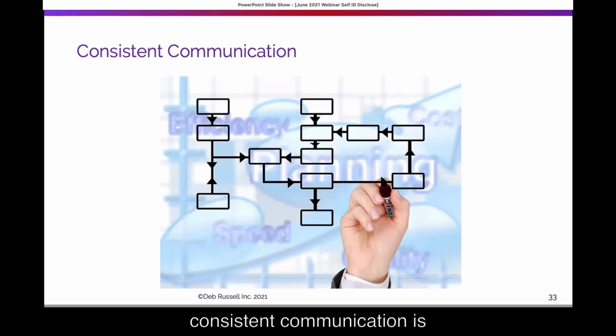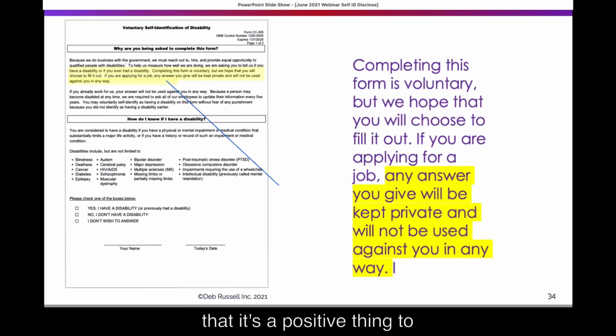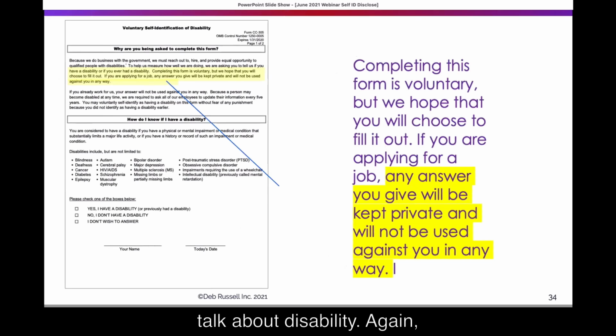So consistent communication is important when you're trying to get employees to disclose that they have a disability, or to self-identify as a person with a disability, to make sure not just that you are communicating this often, but that you're giving them the same message every time, that you want them to disclose their disability because you welcome them as employees with disabilities coming into your workforce, that this is something that is a positive experience. So every time you as a company are talking about employing people with disabilities, you need to have woven through that the idea that it's a positive thing to talk about disability.